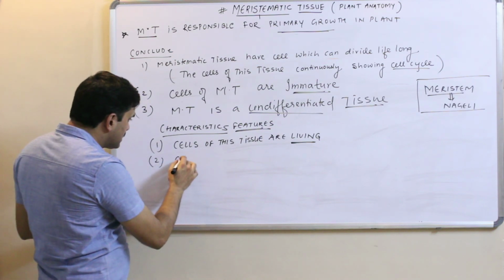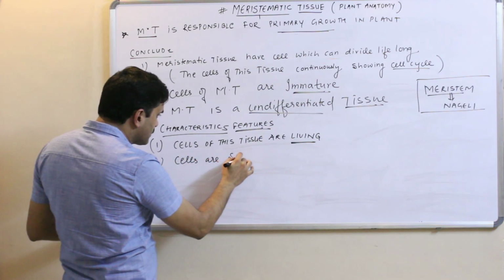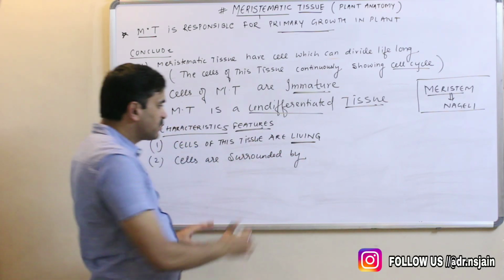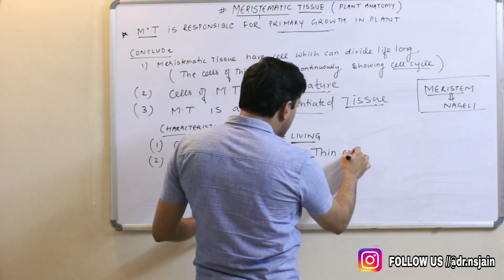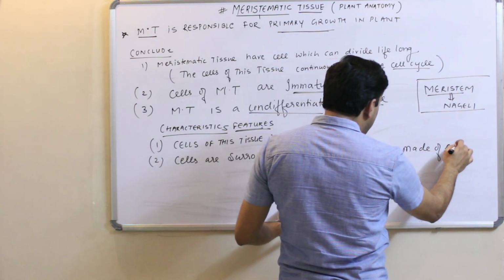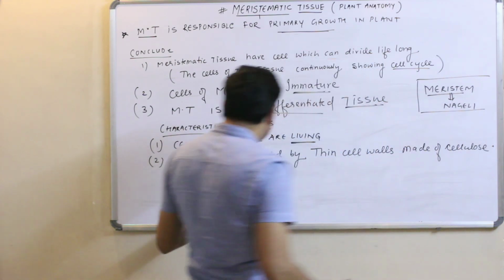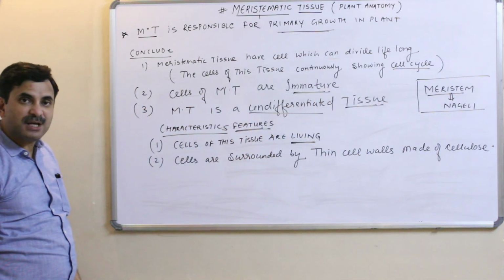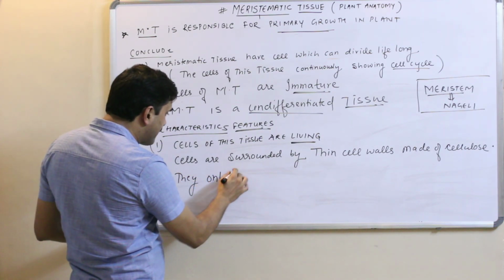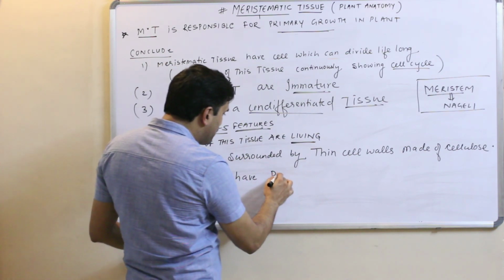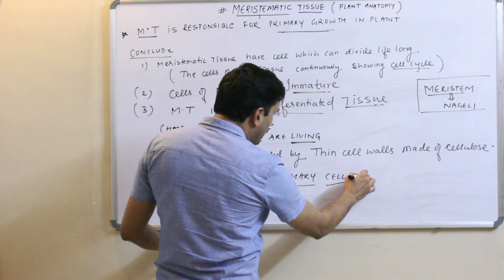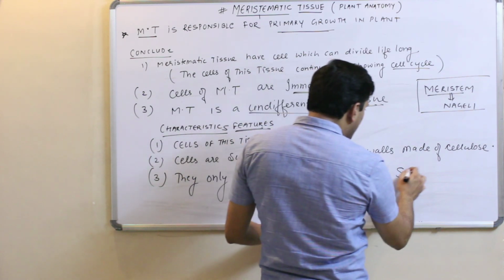Number two, cells are surrounded by thin cell walls made of cellulose. Cells are surrounded by thin cell walls which are made up of cellulose. They only have primary cell walls. Secondary cell wall is absent in them.